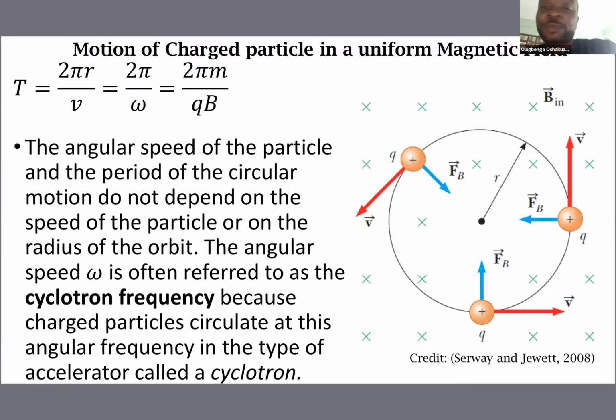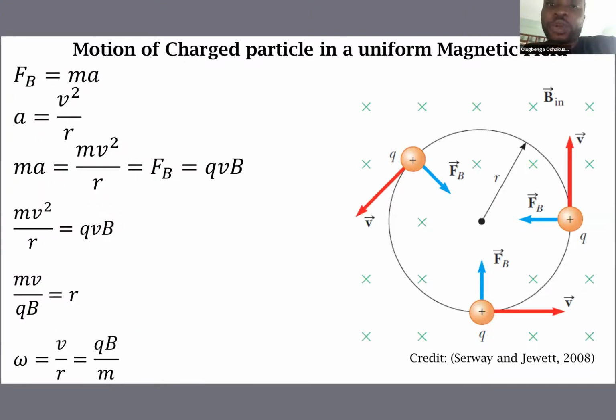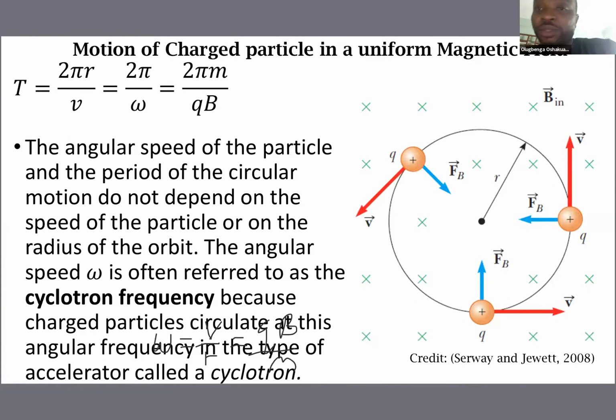So from this expression we have here, where we have said omega equal to V over R equal to QB over M. I've just rewritten this expression so that we just see it right here. Okay, the previous expression was omega equal to V over R equal to QB over M.